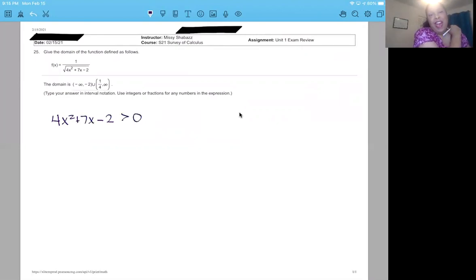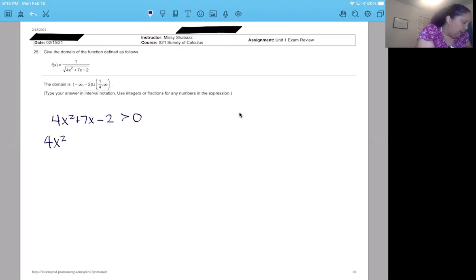All right, I need to factor that left side so I can find my critical points. I'm going to use the AC method. So I need two numbers that multiply to give me -8 and add to give me 7.